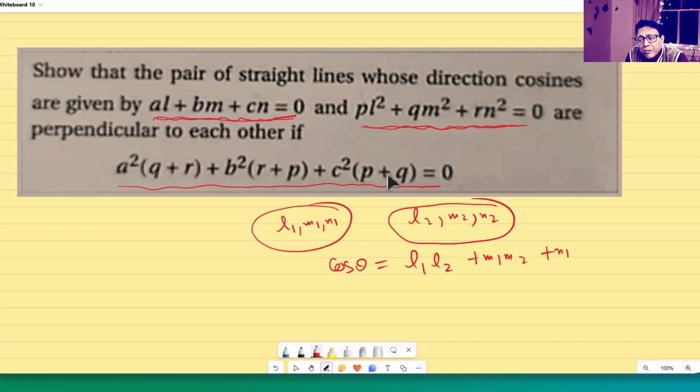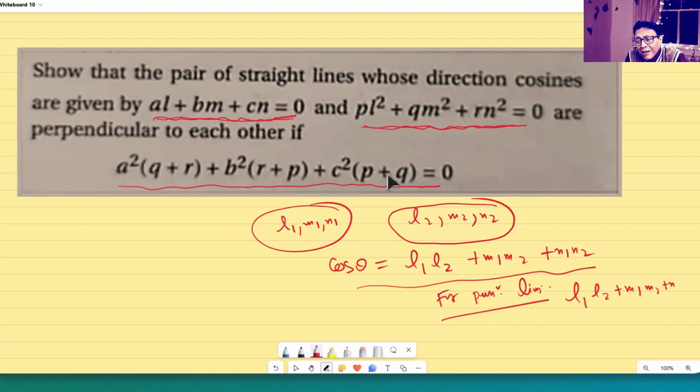Isn't it? If lines are perpendicular, for perpendicular lines, first the condition that L1 L2, M1 M2 and N1 N2, this sum is going to be equal to 0. But how to get L1, M1, N1? These are not numbers. PQR, these are unknown constants. So how to relate? That is a problem here. I'll help you to do it by the method I have already discussed.